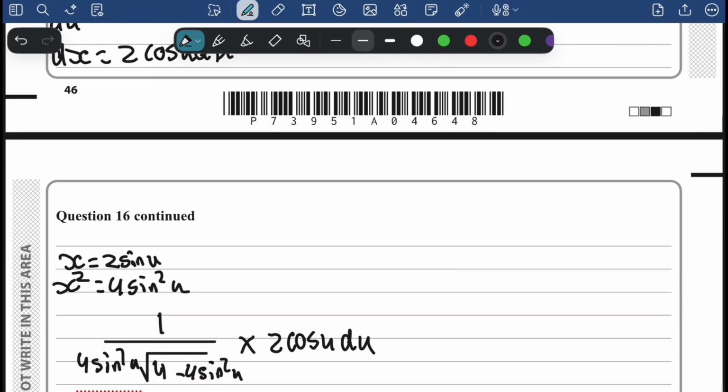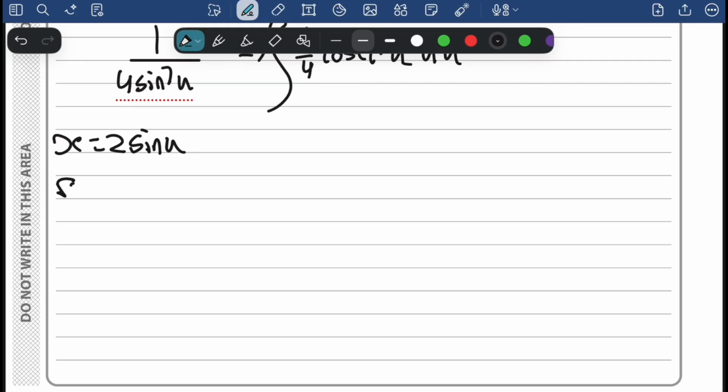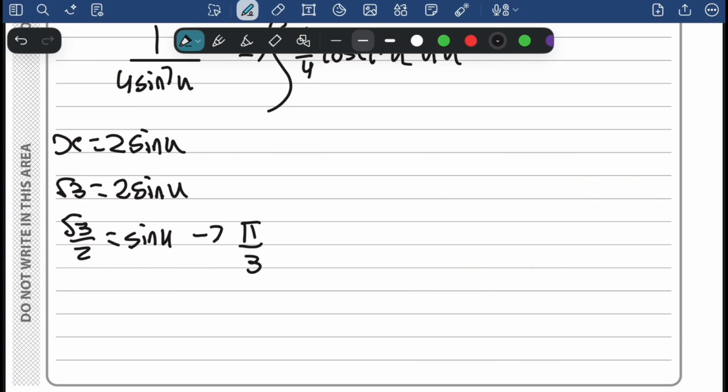So let's find our upper limit, which is going to be when x is root 3. So x equals root 3. Solving for sine, we get root 3 over 2 equals sine u. Sine inverse using our calculator for root 3 over 2 is going to give us 60 degrees, but in radians, because we're doing integration, it will give us a third pi, or pi over 3. And then when x is 1, the lower limit, a half equals sine u. So sine inverse of a half is just going to be pi over 6, right? So there we have our 2 limits.